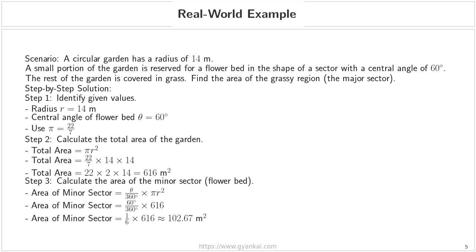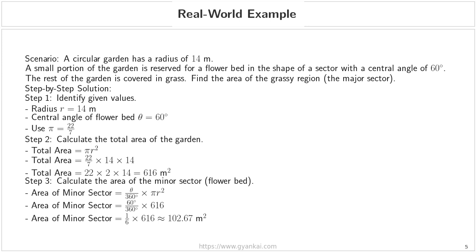Step 3, now let's calculate the area of the minor sector, which is our flower bed. We use the sector area formula, theta over 360 degrees multiplied by pi r squared. Since we already know the total area is 616, we just need to multiply 60 over 360 by 616. Since 60 over 360 simplifies to 1/6, we calculate 1 divided by 6 of 616, which is approximately 102.67 square meters.